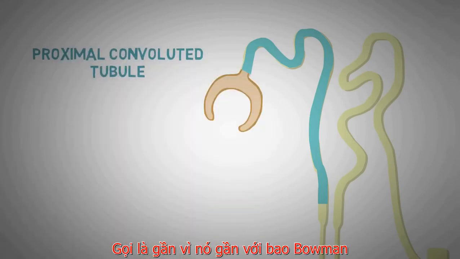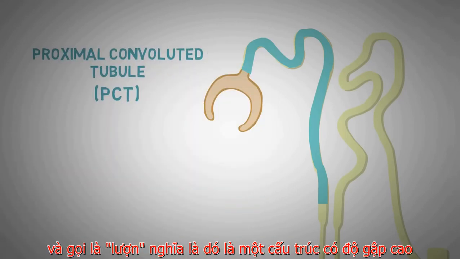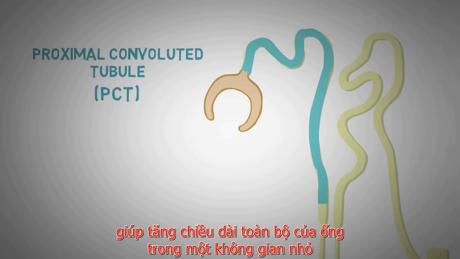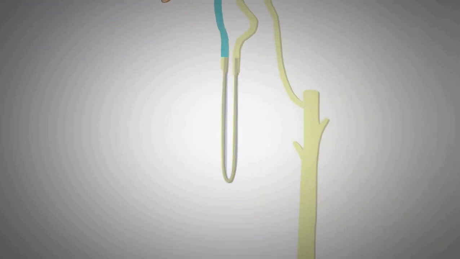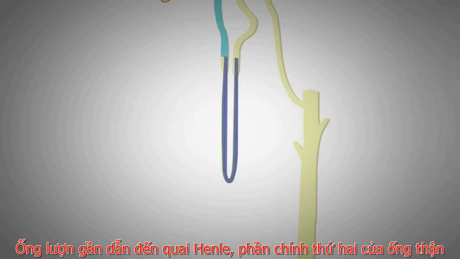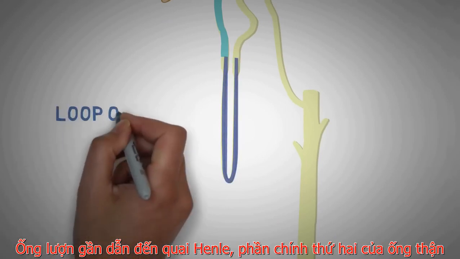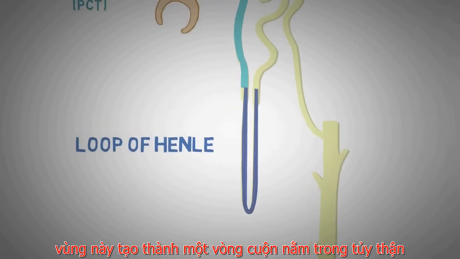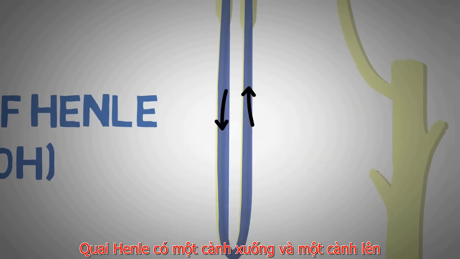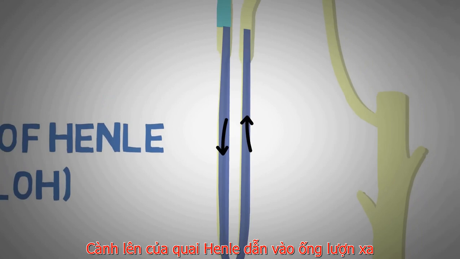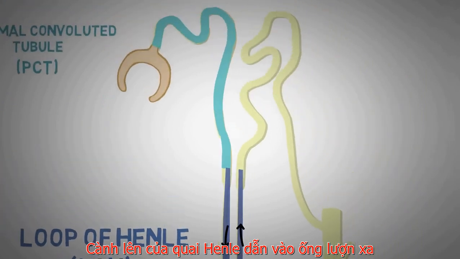Proximal because it is close to the Bowman's capsule, and convoluted meaning it is a highly folded structure that helps to increase the overall length of the tubule in a small space. The proximal tubule is located in the cortex of the kidney. The proximal tubule leads to the loop of Henle, which is the second main part of the renal tubule. This region forms a loop that is located in the renal medulla. The loop has a descending limb and an ascending limb. The ascending limb of loop of Henle leads into the distal convoluted tubule.